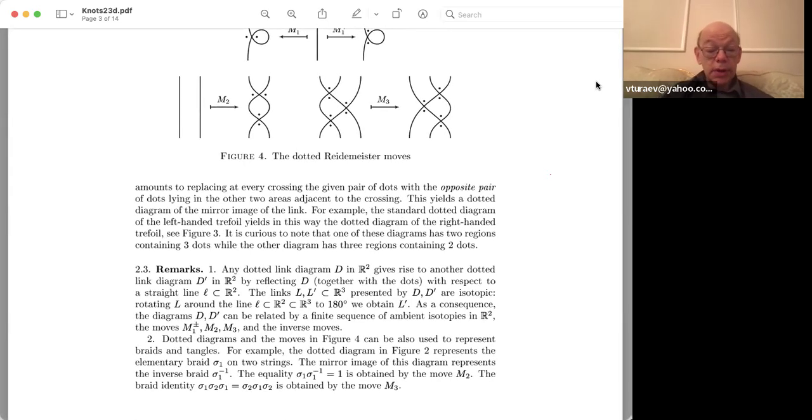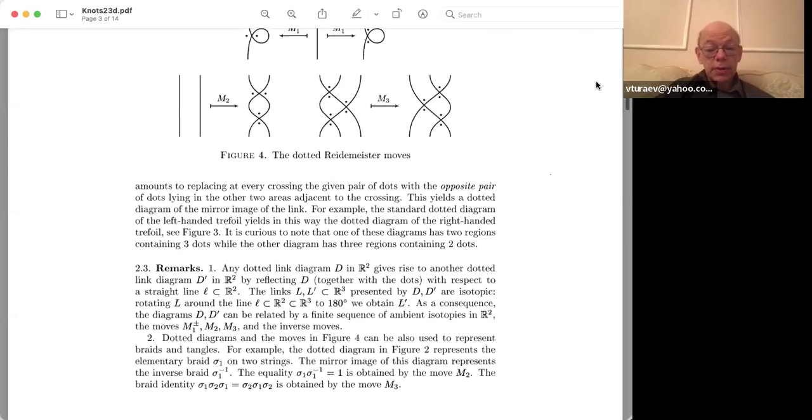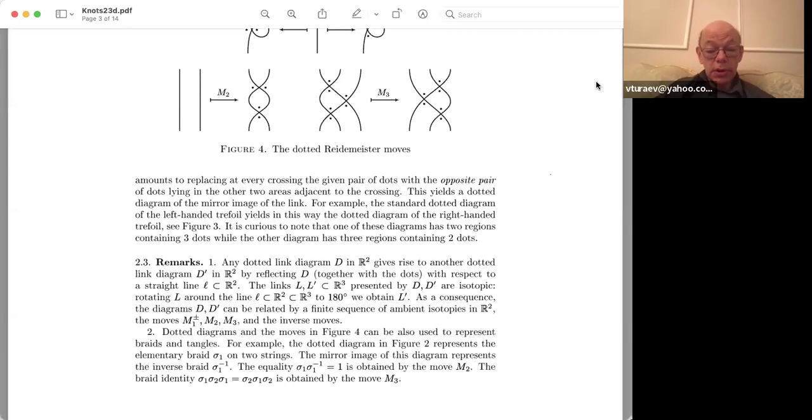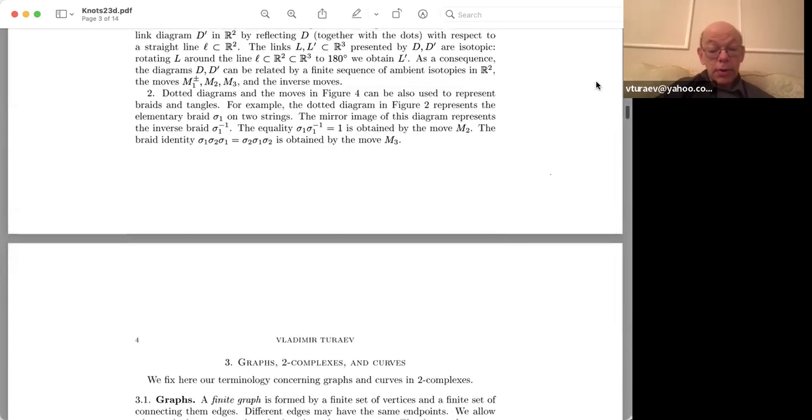Well, of course, similar methods apply to braids, tangles, and all the other standard mathematical tools of this type. But I'm not going to talk about braids and tangles. Let's just focus on knots and links. Okay.